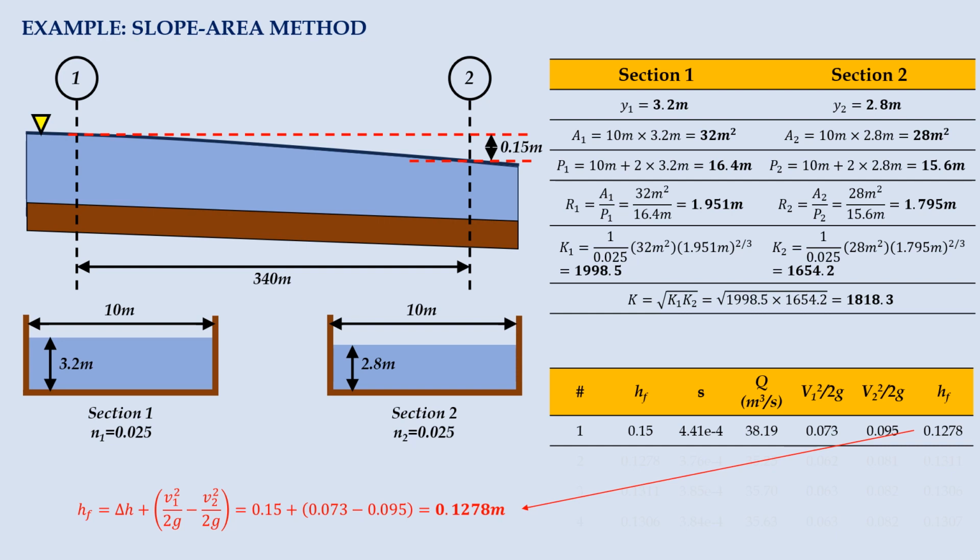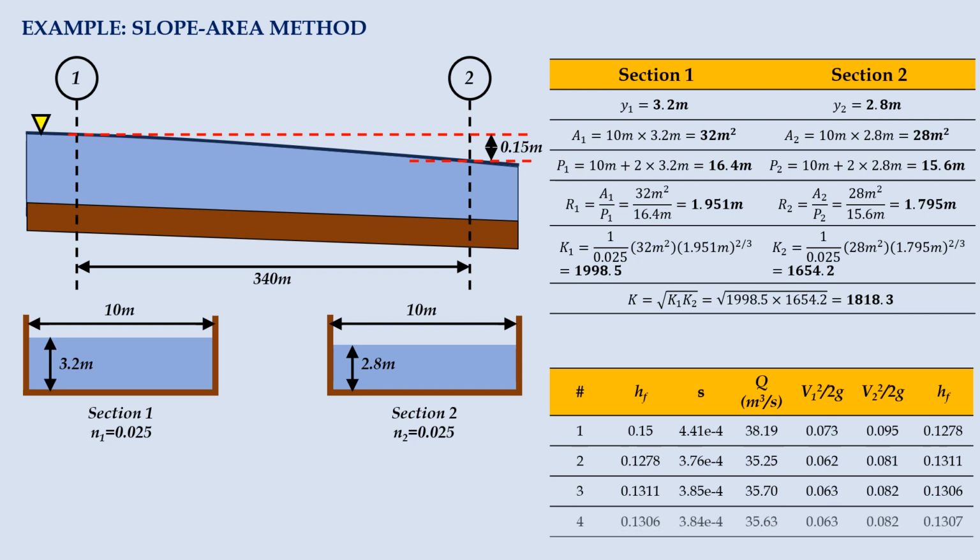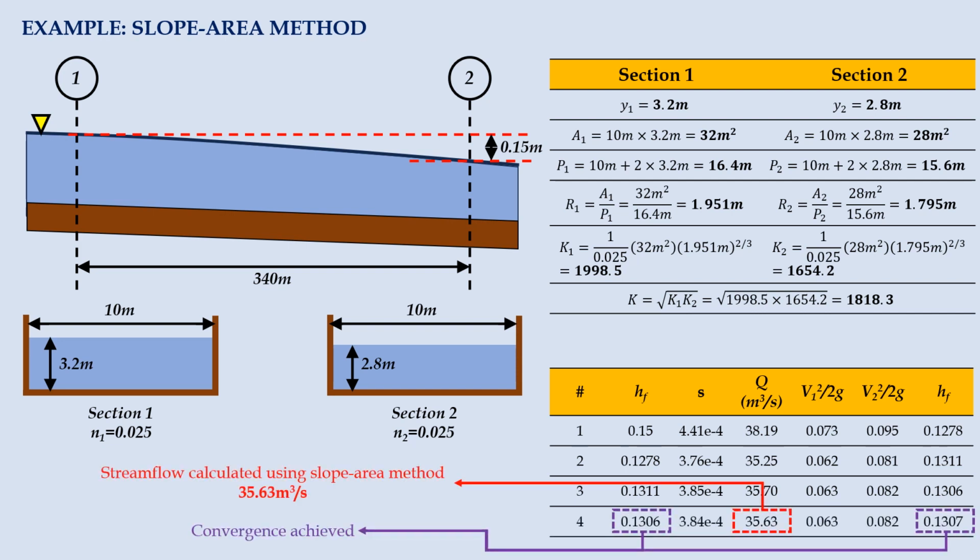For the subsequent trial, we will take head loss equal to 0.1278 meter. The steps are repeated until the head loss calculated from both equations shows negligible difference. Only then is the convergence achieved, and we can conclude our trial and error process. For our example, the flow discharge calculated using the slope area method is 35.63 cubic meters per second.